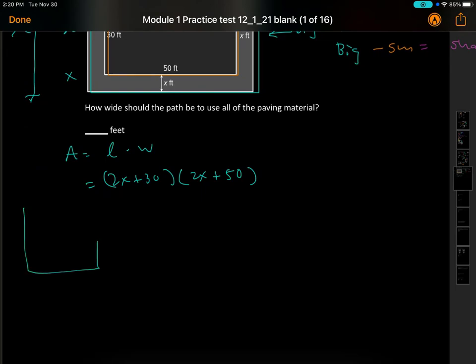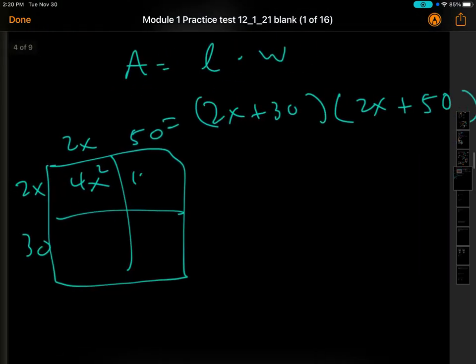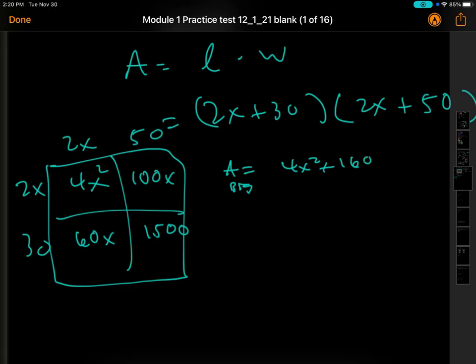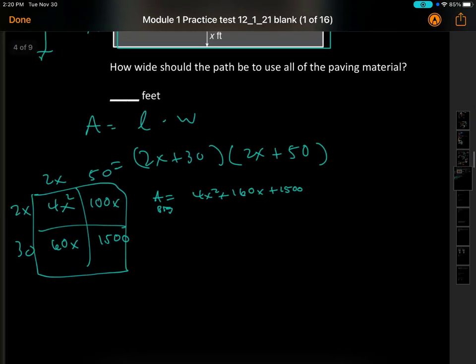I'll just multiply this using my box. So I get 4x squared, 100x, 60x, and 1500. So the area of the big is 4x squared plus 160x plus 1500. Okay.